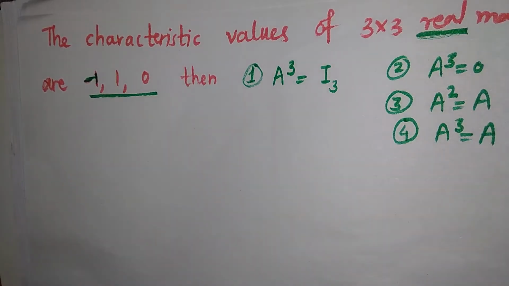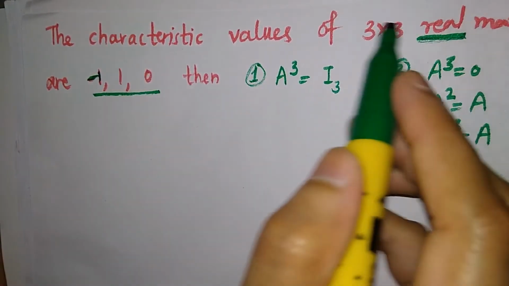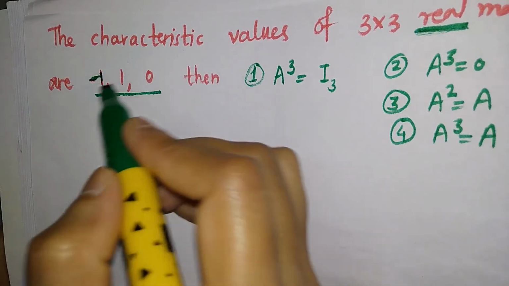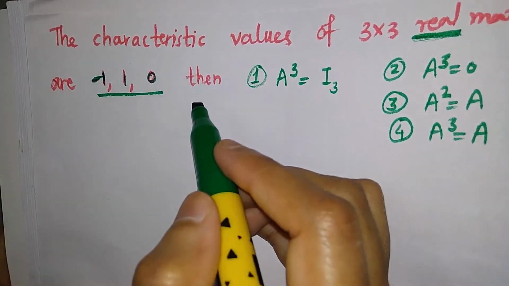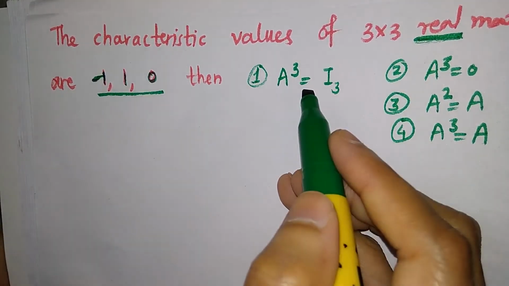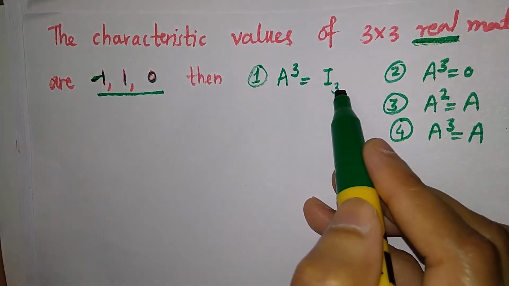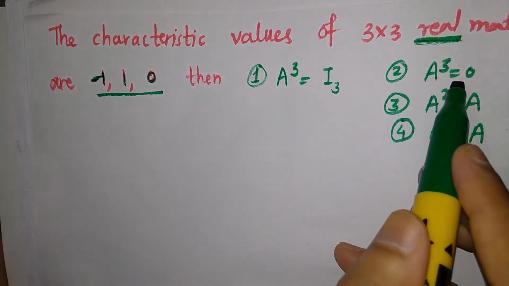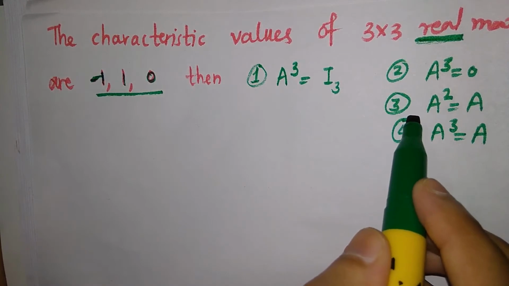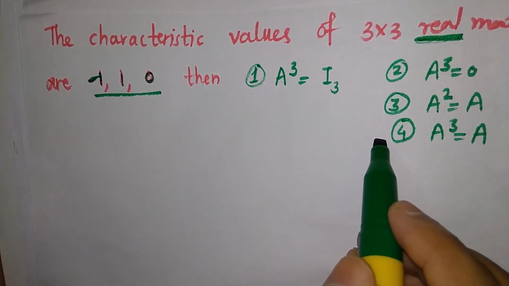Let us solve another question. We have given a 3 by 3 real matrix with the characteristic values as -1, 1, 0. Then which of the following statements are true? So first is A cube is equal to I3, identity matrix of size 3. Then second is A cube is equal to 0. Third is A square is equal to A. And last is A cube is equal to A.